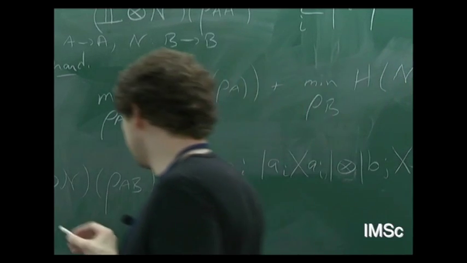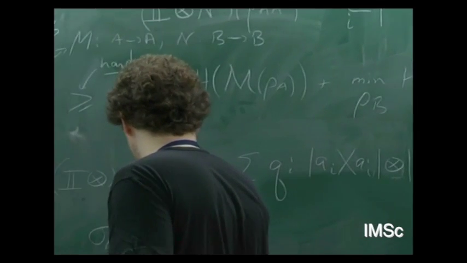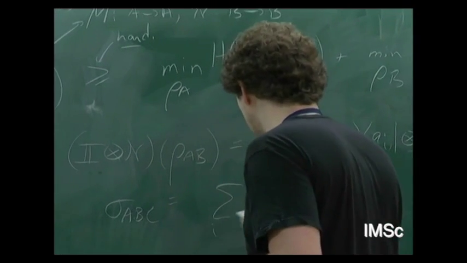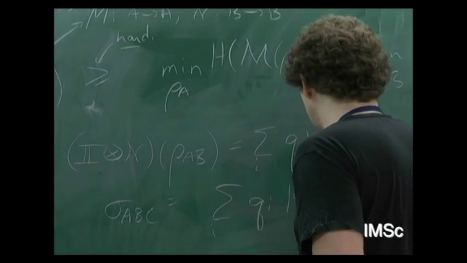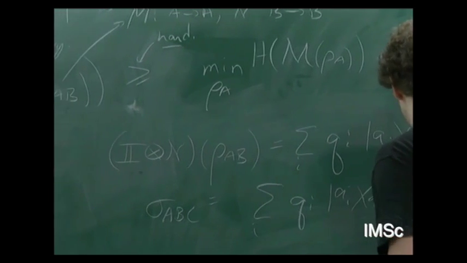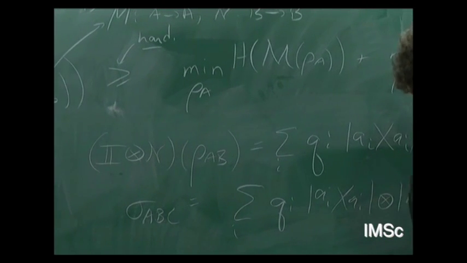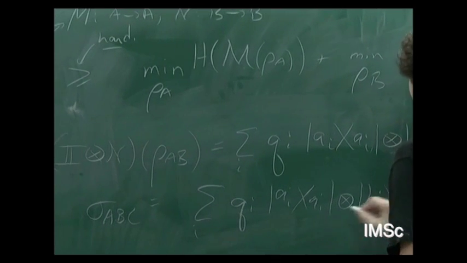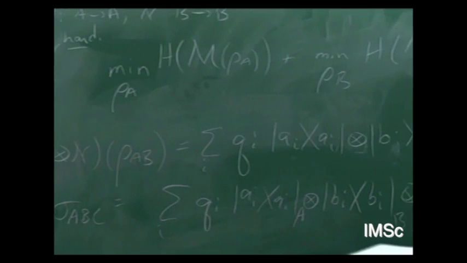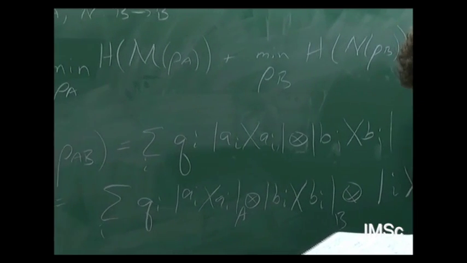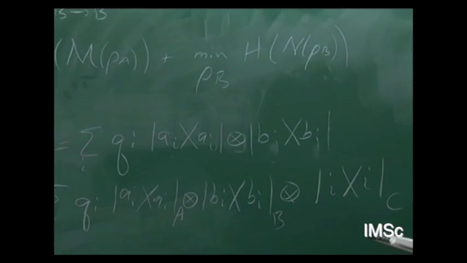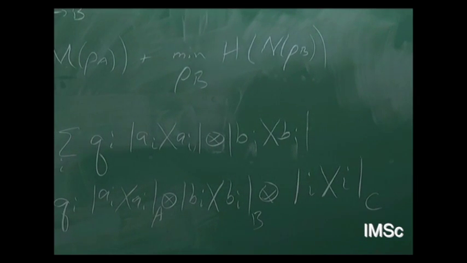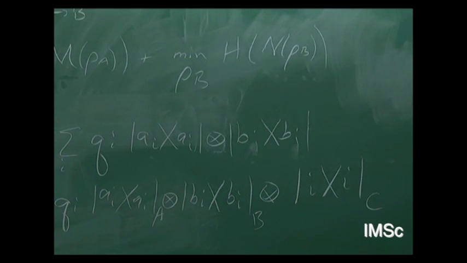And based on that, I'm going to introduce a third state. I'll call it sigma ABC. I'm just going to model it on this state. It's sum over i of q_i, A_i tensor B_i. Sorry, that should say i, B_i. And this is on A, this is on B. And on C, I'm just going to put a copy of i. So just clarification, so this A_i need not be orthonormal? No, they need not. They need not be orthonormal.